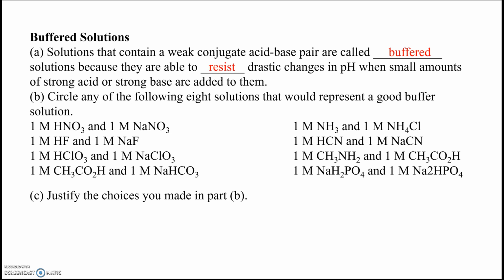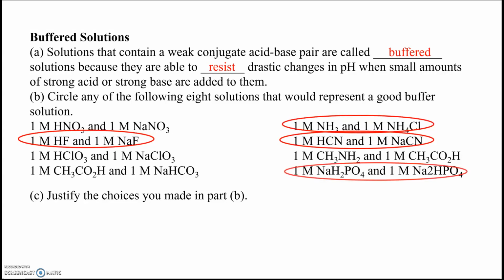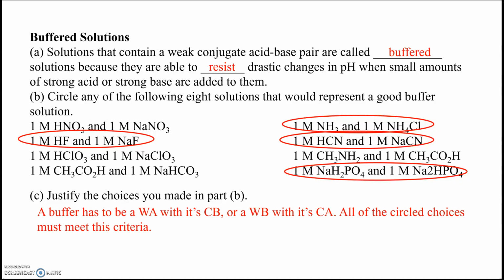Now look back up to the top. To determine what's a good buffer, we need a weak acid or a weak base and its conjugate pair. All right, so when I look at these 8 solutions, I'm going to end up with these 4 choices. Now, let's justify these in part C. A buffer has to be a weak acid with its conjugate base or a weak base with its conjugate acid.